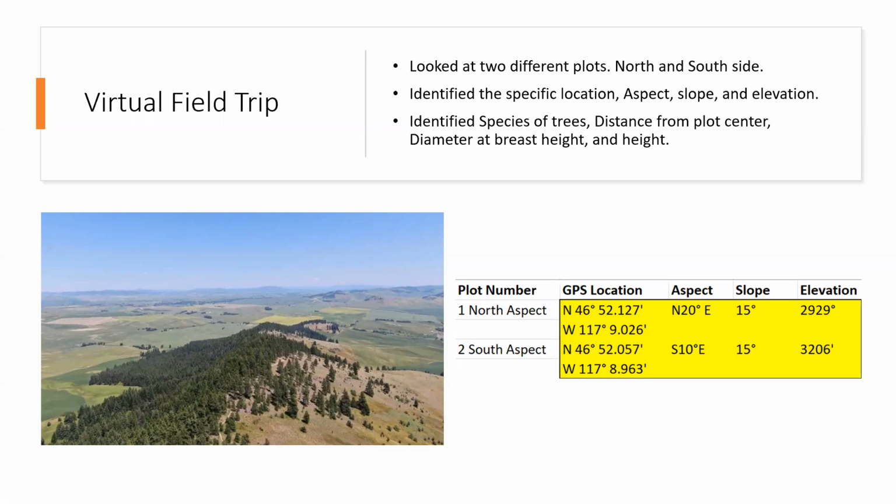The next two slides will be dedicated to our virtual field trip of Kamiak Butte. The main purpose was to compare the vegetation of the north side and the south side of the butte. We compared the species and number of trees on each site, distance from plot center, diameter at breast height, and finally the height. Below, you can also see the exact location of where we were placed for both the north and south side.